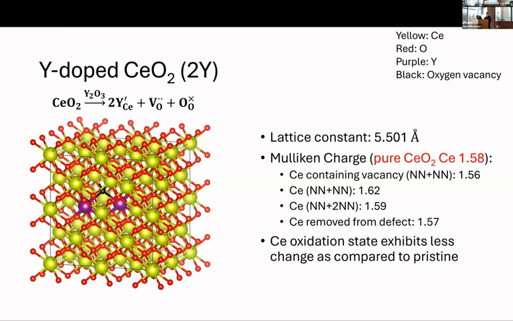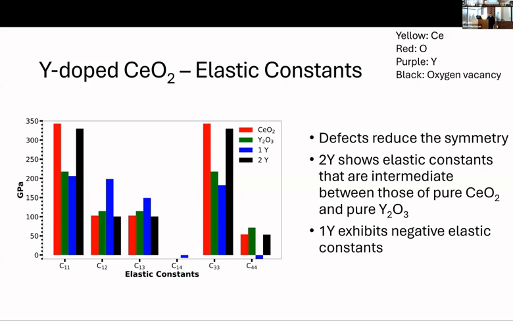And so a lot of this work was actually trying to understand the mechanical properties. Here is just showing the calculations for the elastic constants. When we introduce these defects, we have a reduction in symmetry. So ceria and yttria, because they're cubic, have the C11, C12, and C44. But when we introduce these defects, we have other elastic constants that are being introduced.